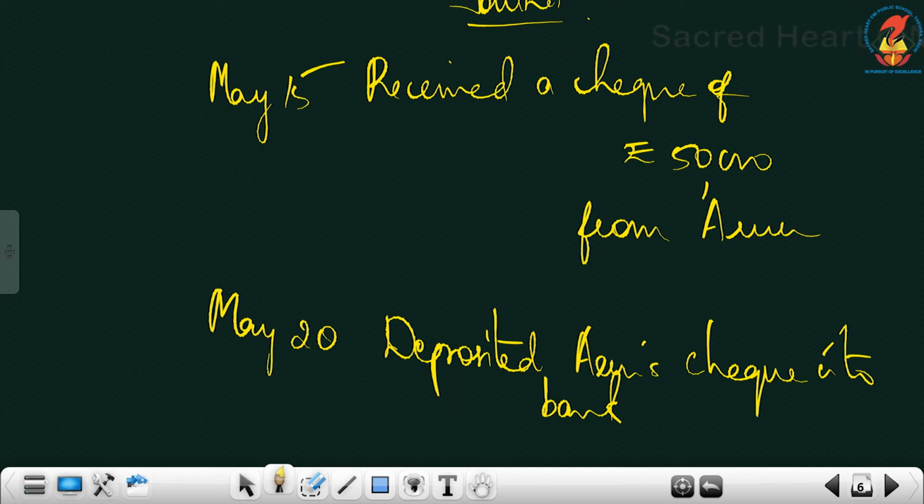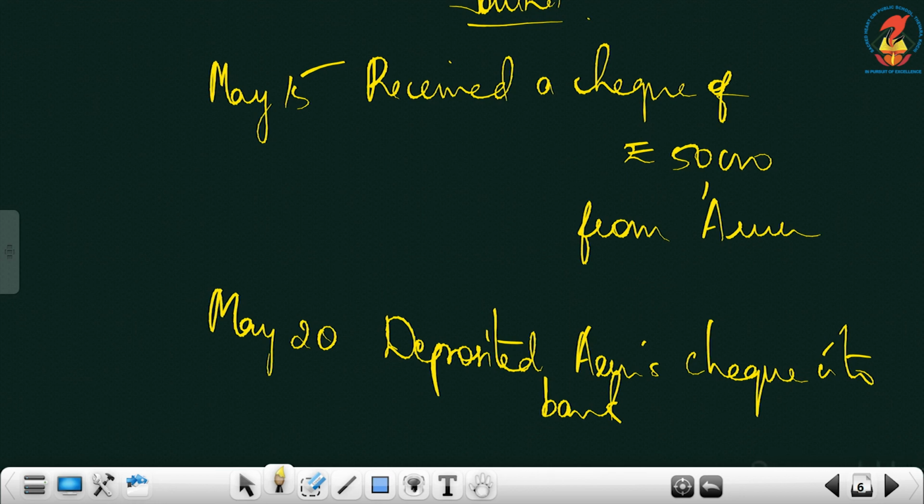We got a cheque from Arun for rupees 50,000 on May 15th. That time, which are the two accounts involved in the transaction? What will be your journal entry? Usually we'll write bank account debtor, because when you receive a cheque, bank is what you are debiting. But see the dates given. We are receiving the cheque on May 15th. Are we depositing the cheque on the same day? No. We deposited the cheque into bank only on May 20th. That means only after some days you are depositing into bank. That time only bank can be debited.